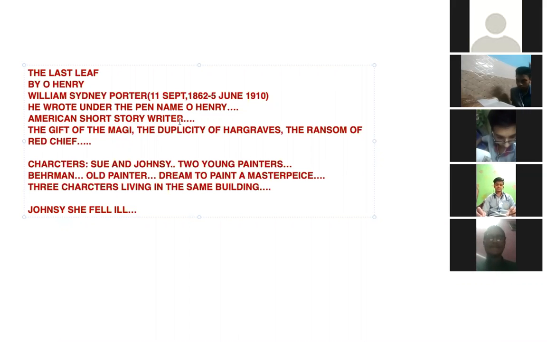Then Sue just looked anxiously, worriedly outside the window, and she saw that there was an ivy creeper opposite her window, and that ivy creeper was shedding its leaves due to strong wind and the autumn season.